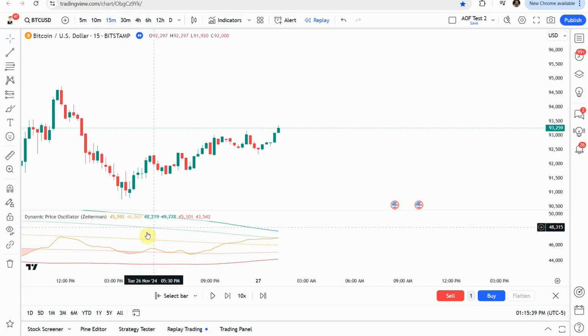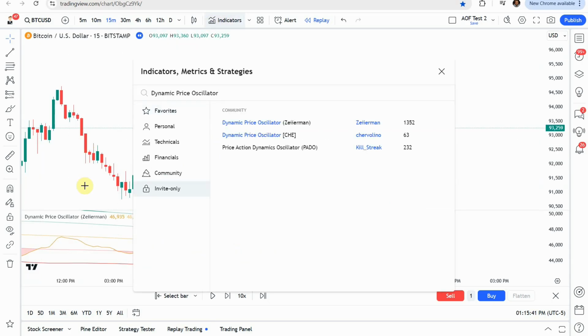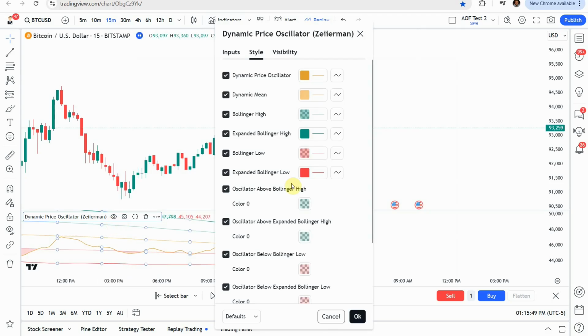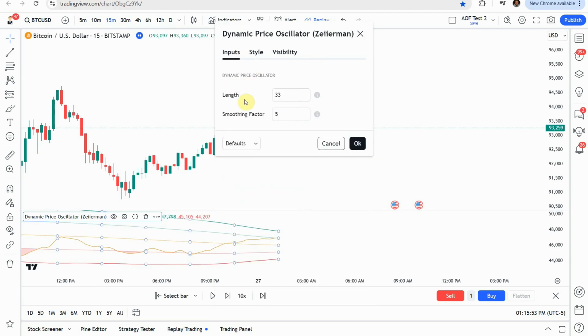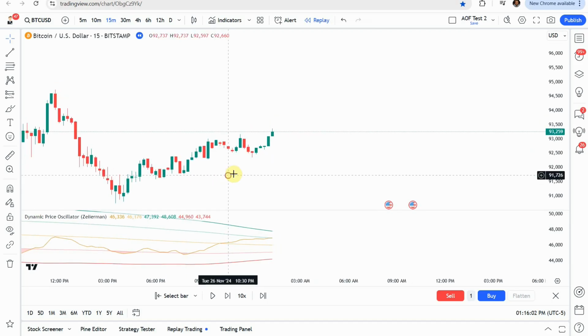And so the indicator we have on screen now, as you can see there at the bottom, is the dynamic price oscillator, this one right here. Go ahead and click on that and add it to the screen, and we'll jump into the settings. We leave all the settings on default, but just double check that the length is on 33 and the smoothing factor is on 5. Then go ahead and click OK.